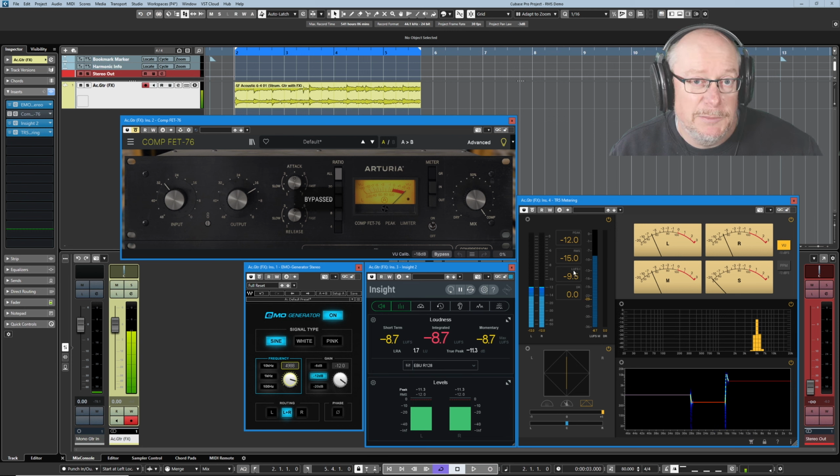The reason for the discrepancy between these two numbers is this value down here is a true peak. In other words, it's calculating something called intersample peaks.